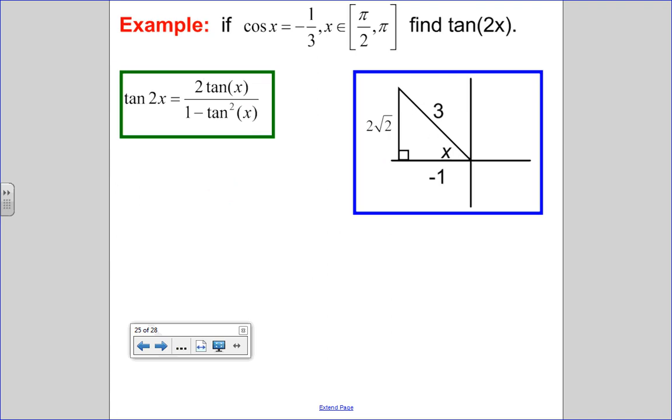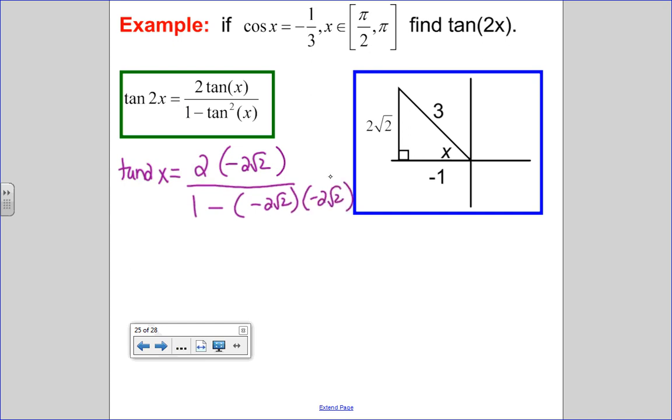Okay, so over here we're just going to find tan of 2x. So I've already used Pythagorean theorem to find my missing side. So now let's do tan of 2x applying the formula. So tan of 2x equals 2 times tan of x. Tan of x is y over x. So that's 2 root 2 over negative 1, which is just negative 2 root 2. And that will be all over 1 minus tan of x squared. Well, tan of x again was negative 2 root 2, and that will be squared. So I'm just going to write it out twice.